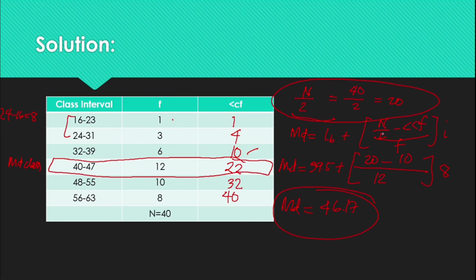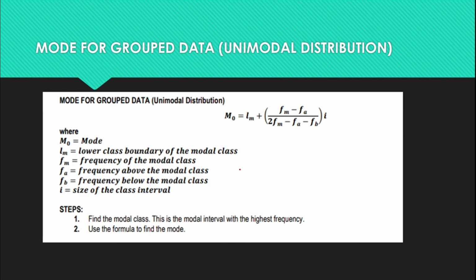Since the median, the n over 2 is 20, so next proceed to the next higher. If this is 10, we have to use 10. But since it's 20, we could not cater in this part because this is 20, more than 10. If it is more than, we have to proceed to the next part of the cumulative frequency. So our median is 46.17.